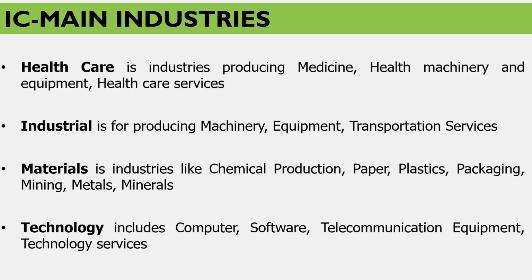Materials, this industry includes many companies in different industries: chemical production, paper, plastics, packaging, mining, metals, minerals. Information technology industry, which is recently very hot in the world with the application of artificial intelligence. They include computer, software, telecommunication equipment, and technology services.